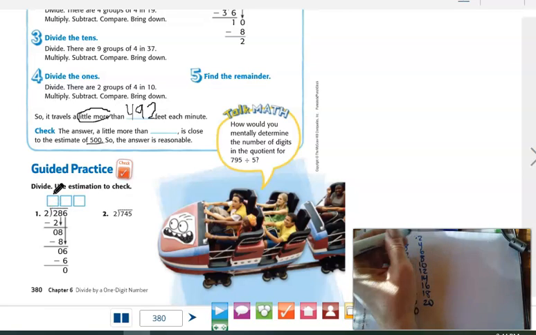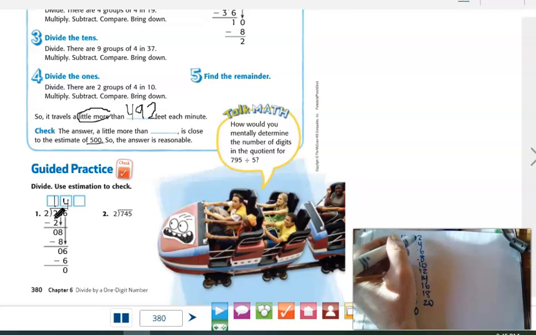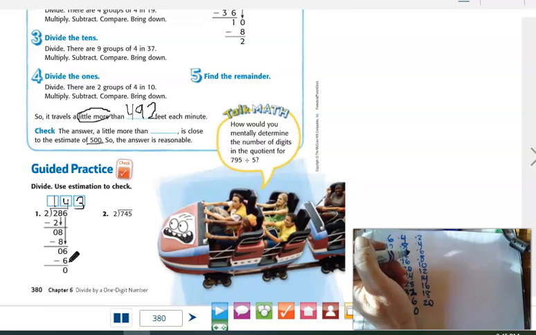2 times 1 is 2. And then 2 times what is 8? 2 times 1, 2, 3, 4. And 2 times what is 6? 1, 2, 3. 3. So this one is nice. I don't even really have to do the long division.